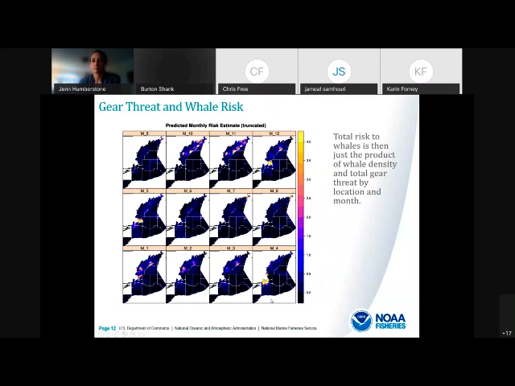And one of the keys that's interesting is that the final risk map doesn't really look like either the whale or the gear model inputs. It's really where they're sort of overlapping at moderate densities that you tend to have some of the highest risk levels.